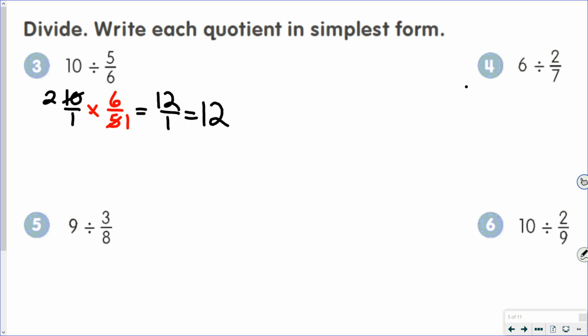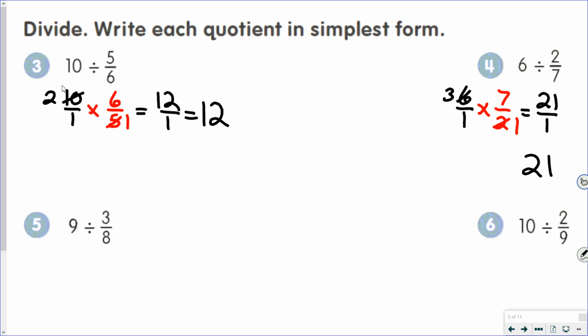For number 4, keep, times, turn. 2 becomes 1. 6 becomes 3 because we divide both of those by 2. We get 21/1, which is 21.